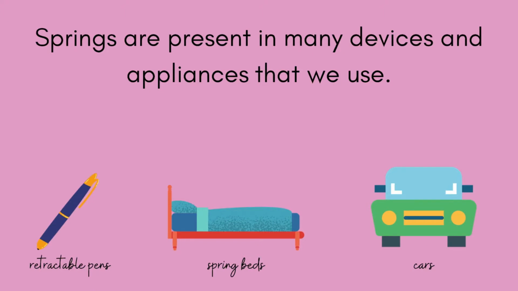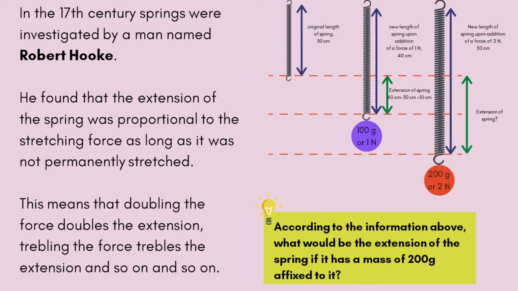Springs are present in many devices and appliances that we use, such as retractable pens, spring beds, and cars. In the 17th century, springs were investigated by a man named Robert Hooke. He found that the extension of the spring was proportional to the stretching force as long as it was not permanently stretched. This means that doubling the force doubles the extension, trebling the force trebles the extension, and so on.